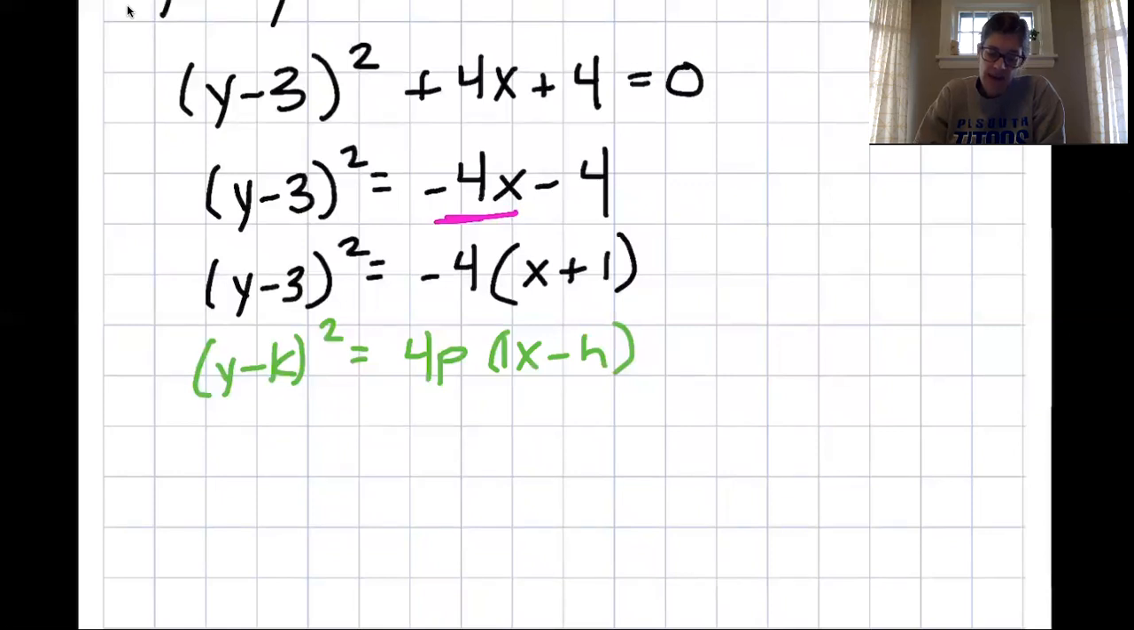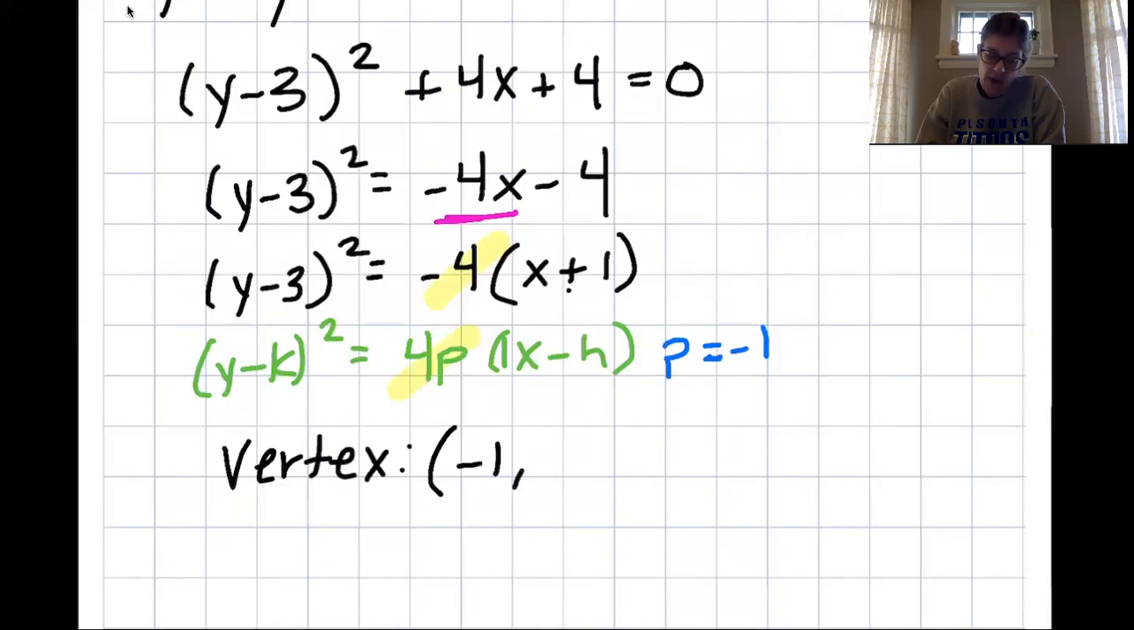Hopefully you're getting better at spotting what your p-value is going to be right here. Since -4 equals 4p, we can say off to the side over here that p is equal to -1. So again, it's a y-squared parabola. It's opening right or left. Since p is a negative value, we know that it's opening left. I can identify my vertex as my h and my k. So my h is going to be -1, and my k is going to be +3.